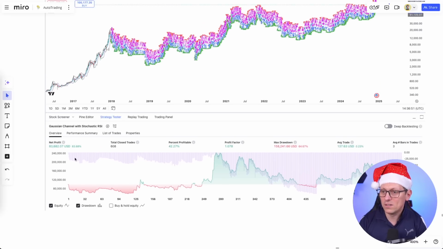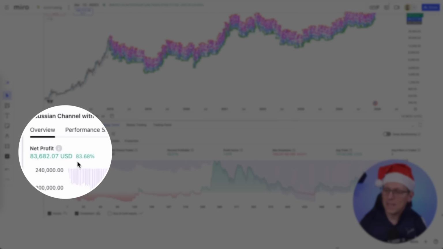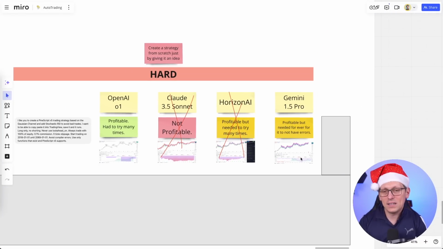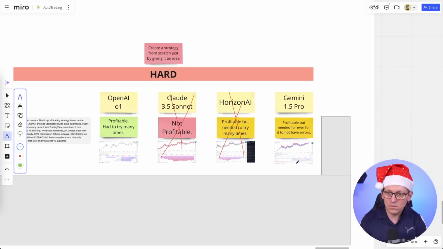And at some point I got this strategy, which has only 83% net profit and 64% drawdown. I mean, this is pretty bad, okay? But hey, it managed to come up with something, right? Which is very interesting because Claude and Horizon AI, they are both paid versions and they failed. And Gemini actually managed to produce something useful. So I think that Gemini is quite interesting if you don't have any money whatsoever and you still want to mess around with AI when it comes to trading strategies.